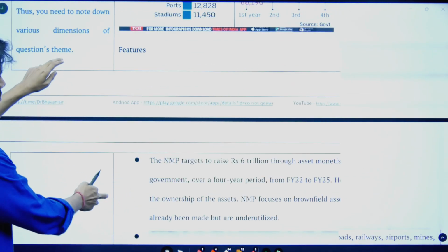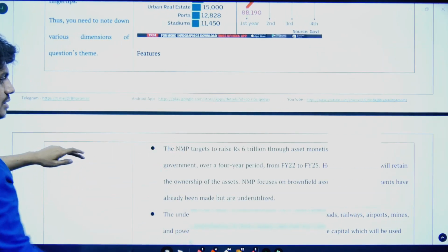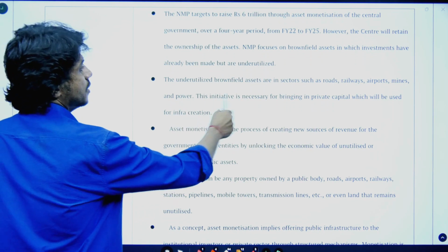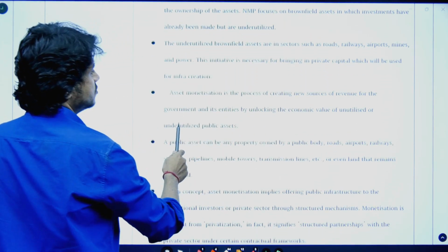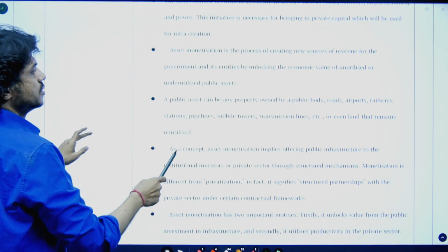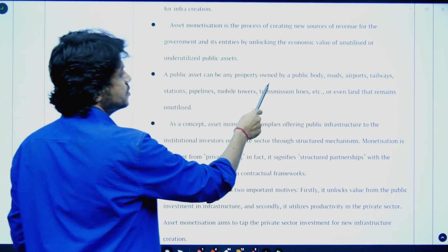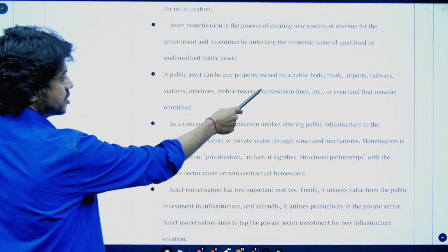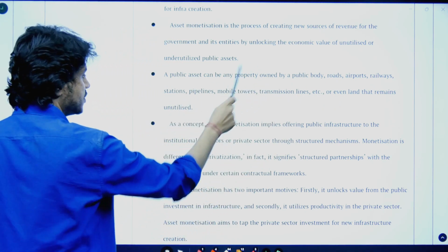All these things I have discussed already. The features: 6 trillion would be raised, underutilized assets, and then I have discussed the monetization, creation of new sources, and from where it is trying to create all these things I have mentioned. A public asset can be any property. What is actually a public asset? That is also being defined here.